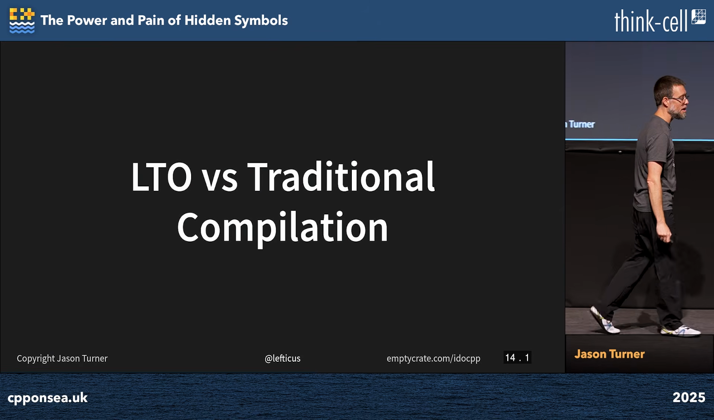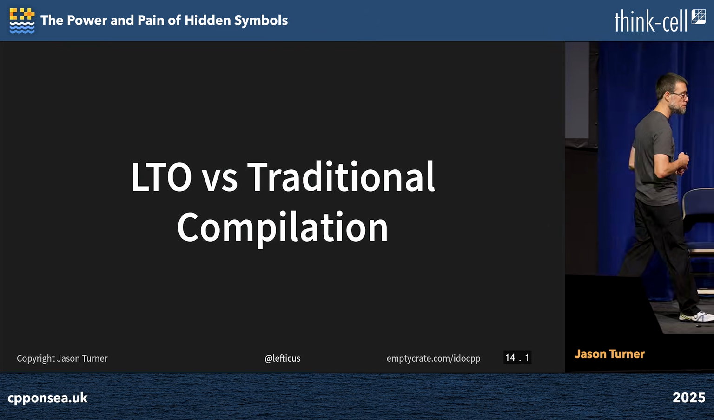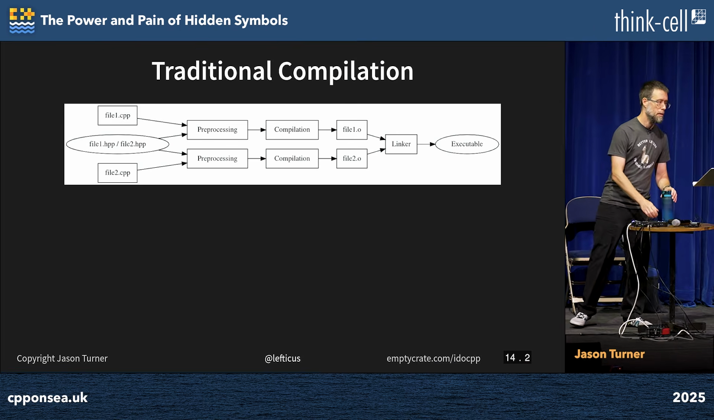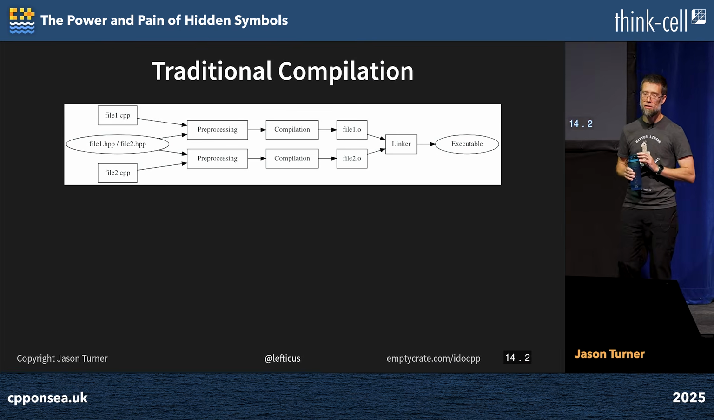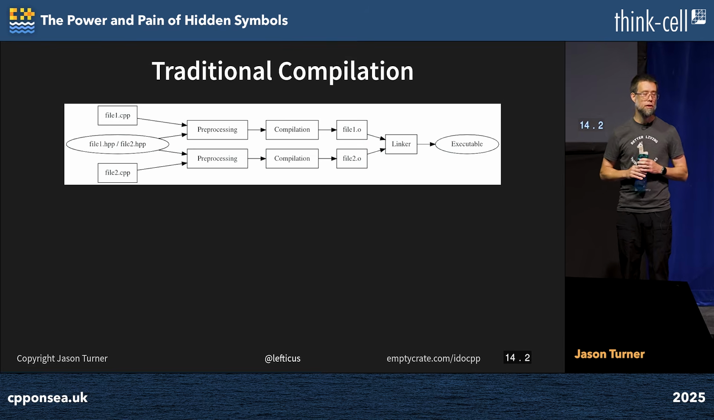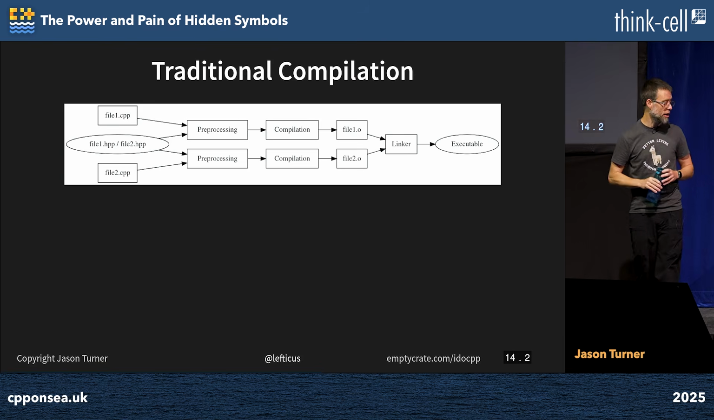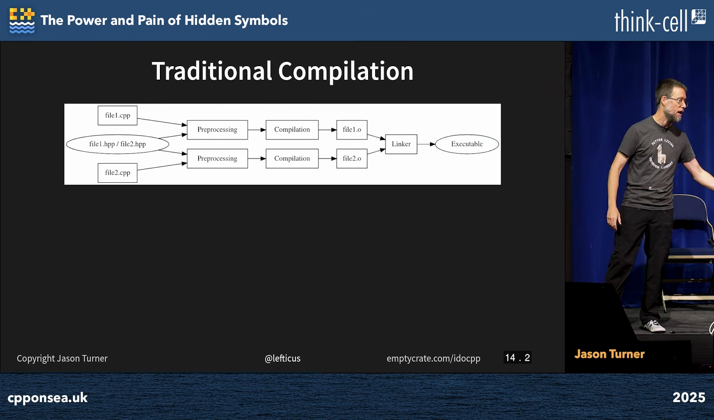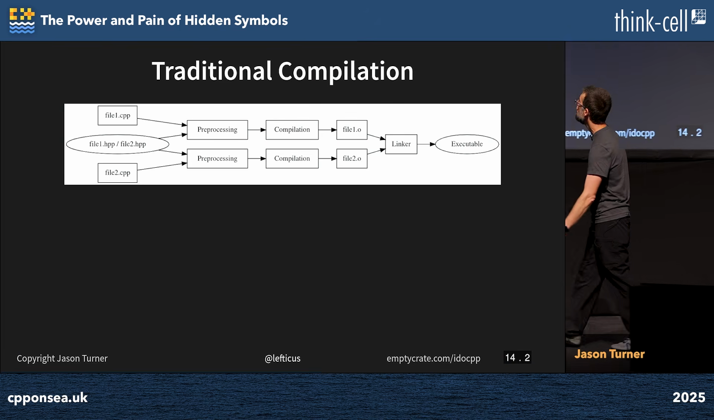Okay, let's talk about link time optimization versus traditional compilation models. This is our traditional compilation model. I will be honest, I asked ChatGPT to generate this graph for me, because I didn't feel like writing the dot file by hand. I'm like, can you make me a dot file real quick? And it's like, sure. And I'm like, hey, it looks good. That's actually what I would have done.